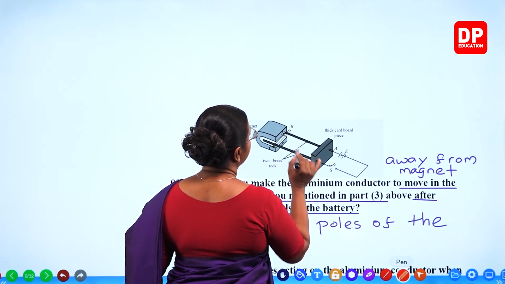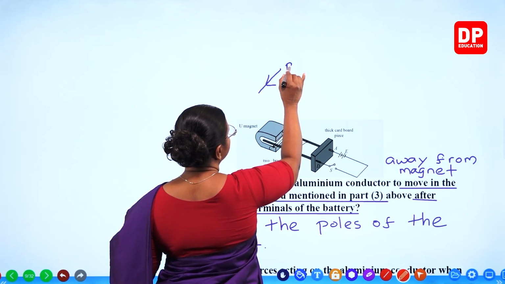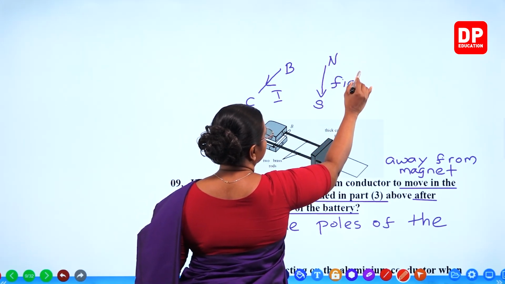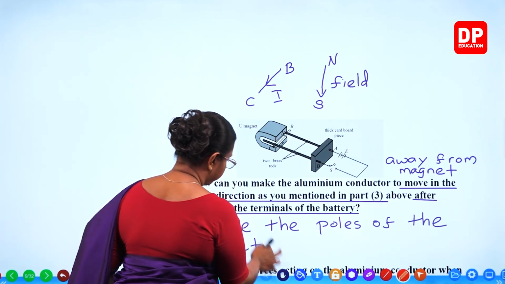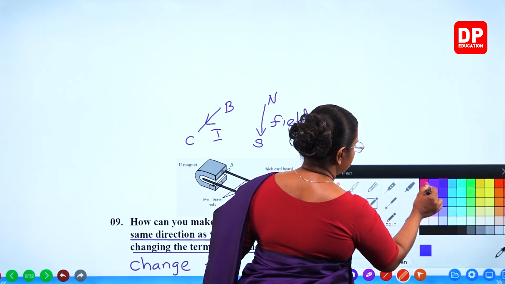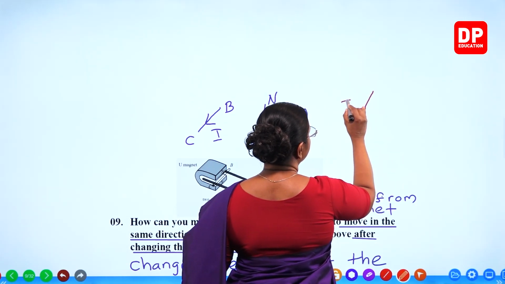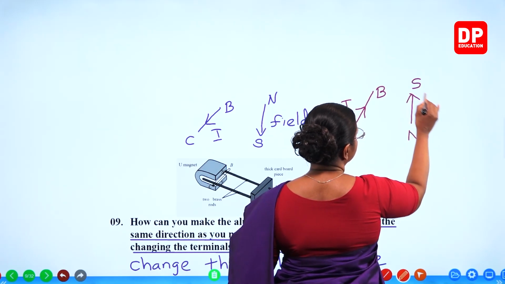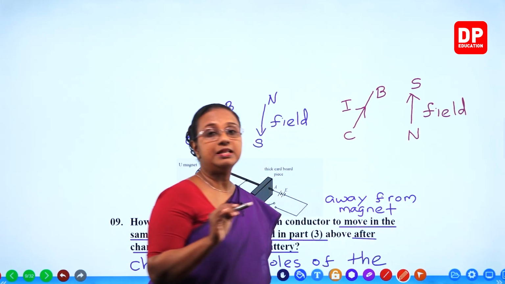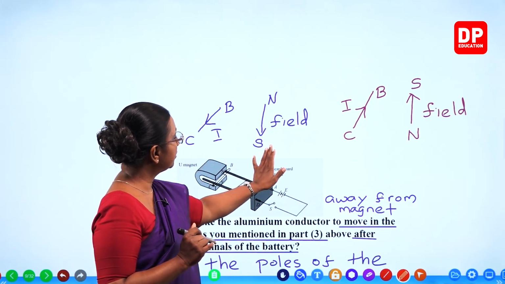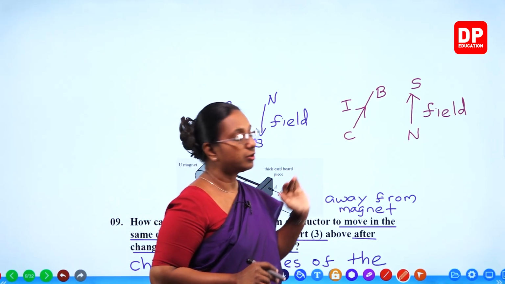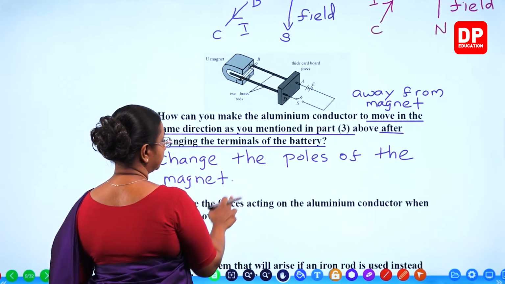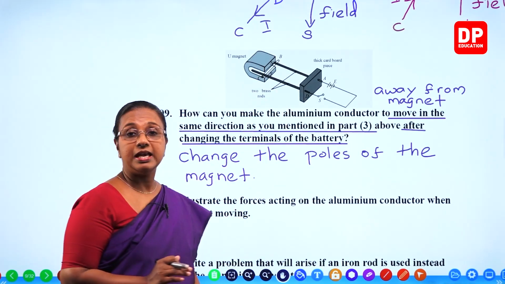So here as it is, you can see current flow B to C. Magnetic field north to south, that is field. If we change both, if we change the current flow from C to B and also the magnetic field north to south, then still the direction of the force will remain the same. Here also it is out of the magnet, here also out of the magnet or away from the magnet. Is that clear, students? So here I have given the answer, that is the explanation.